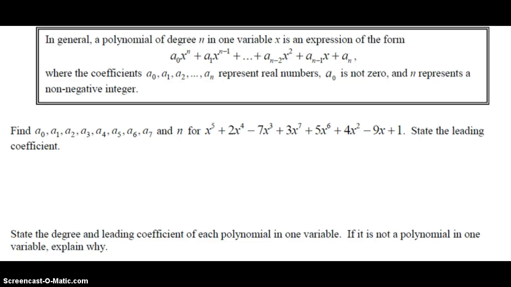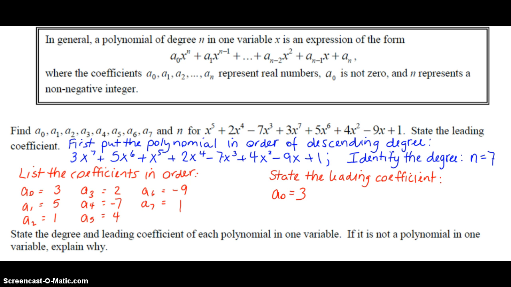I'd like you to pause the video and try this next example. It says find a sub 0 through a sub 7. Those are all of the coefficients of the variable terms, and find n, which is the degree of our polynomial, and then state the leading coefficient of the polynomial. Turn the video back on when you've done that so you can check your answers.